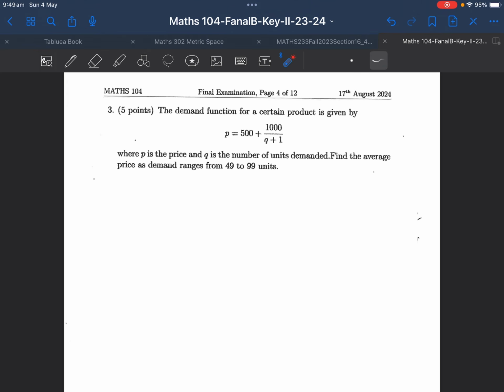Well, next question. Again, I have the demand function for a certain product, given by this one here, where P is the price and Q is the quantity. Find the average price as demand ranges from 49 to 99. So here, you need to find the average value of the function of the price, which has a formula.